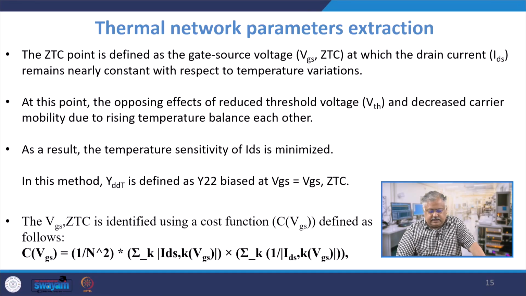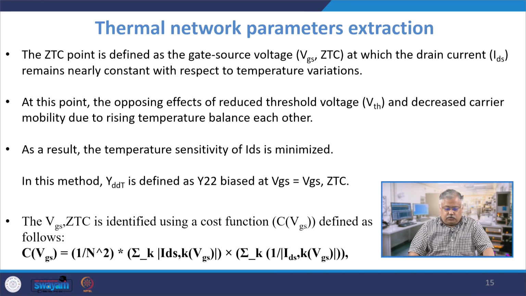Now, why is this true? Because two opposing forces work at these places. What are the two opposing effects? One is the reducing threshold voltage, and another is the decreased carrier mobility due to the rising temperature, and they balance each other. Therefore, the temperature sensitivity of the variation in the value of drain current is barely minimized, right?